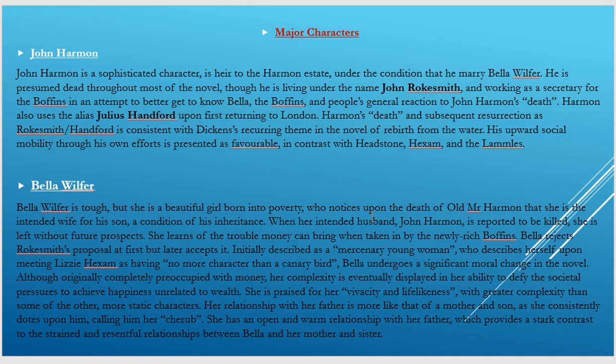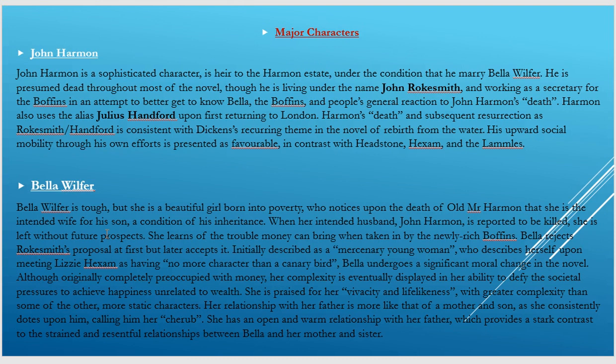And the point here, upon the death of old Mr. Harmon, she is the intended wife for his son, and she realized the condition of inheritance. That's why she didn't worry about anything, because at the end of the day she would receive something. When her intended husband, John Harmon, is reported to be killed, she is left without future prospects. That's why she had that doubt about the money and how she could get this money.